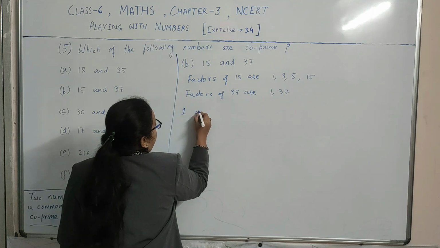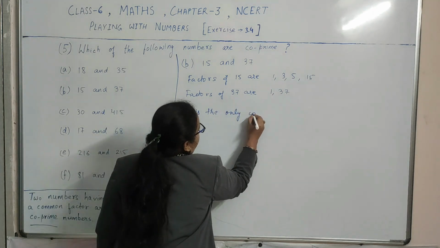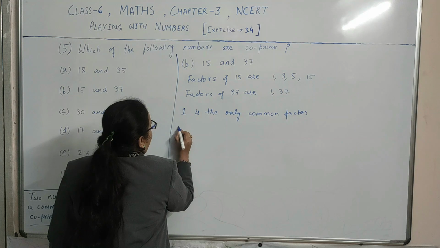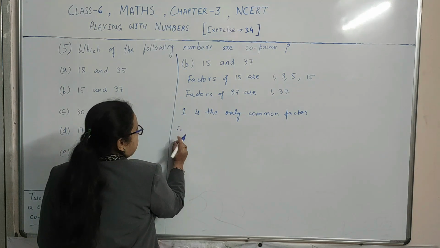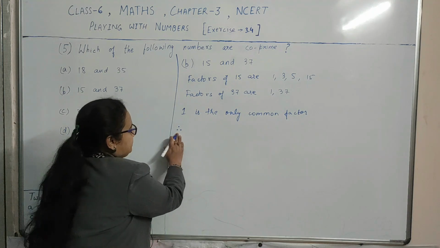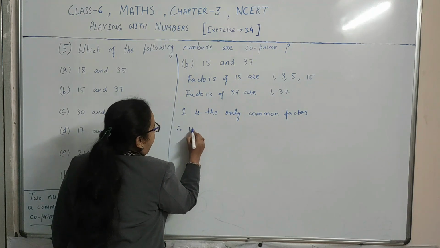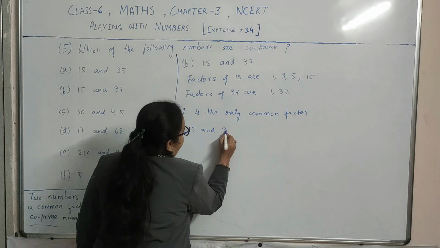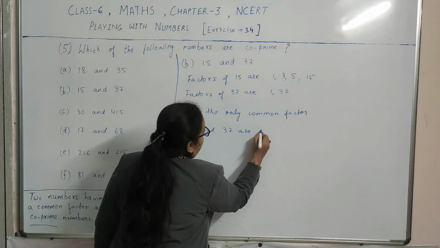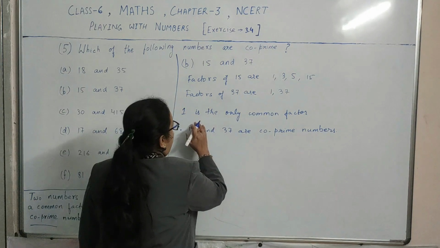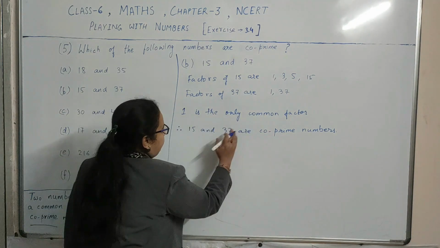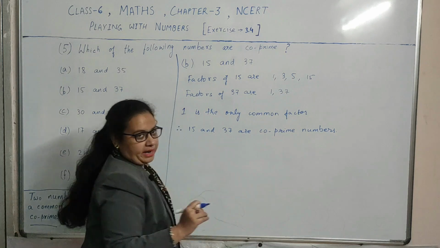What can we write? Therefore, this is the symbol of therefore. We put two dots down and one dot up, and this symbol means therefore. Therefore 15 and 37 are coprime numbers. See, 15 and 37 have only 1 as a common factor, so these two numbers are coprime numbers.